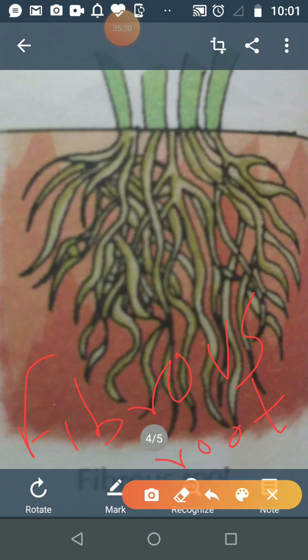So in today's video, students, I hope you all enjoyed the video and are able to understand the topics which I have explained. In today's video, I explained two main types of roots, tap root and fibrous root, and what the functions of roots are. Thank you, students.